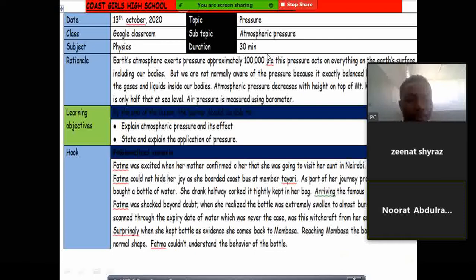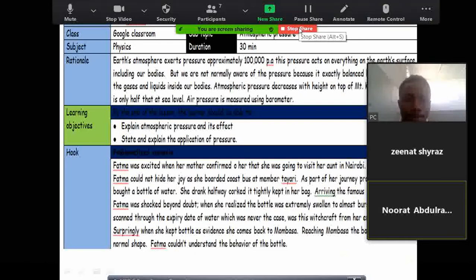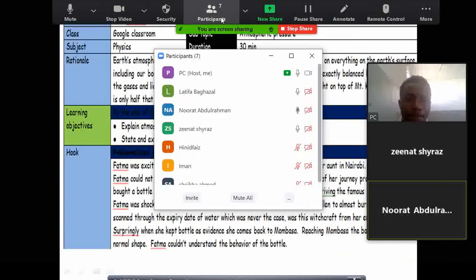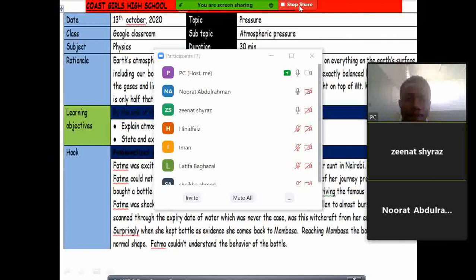Fatma was excited when her mother confirmed to her that she was going to visit her aunt in Nairobi, June 1st, 2016. Fatma could not hide her joy as she boarded Coast Bus at Mwembe Tayari. As part of her journey preparation, she bought a bottle of water. She drank halfway from it and tightly kept it in her bag. Arriving in the famous city in the sun, Fatma was shocked beyond doubt when she realized the bottle was extremely swollen, almost bursting.